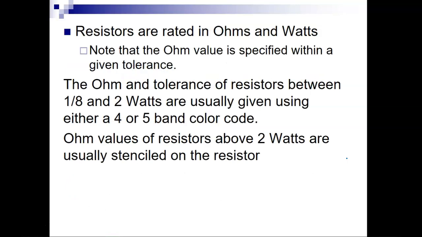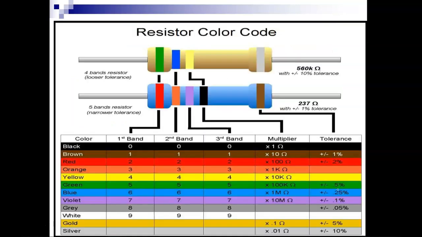So resistors are rated in resistance and watts. The ohm value is specified within a given tolerance. The tolerance is always dependent upon what you buy it as. If it's under 2 watts, it's still on the resistor though. So that should look familiar. It's what we went over, probably the last kind of stuff we went over in intro.